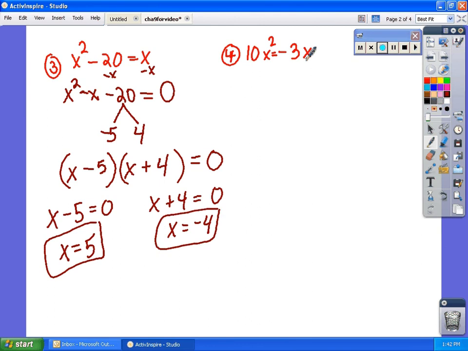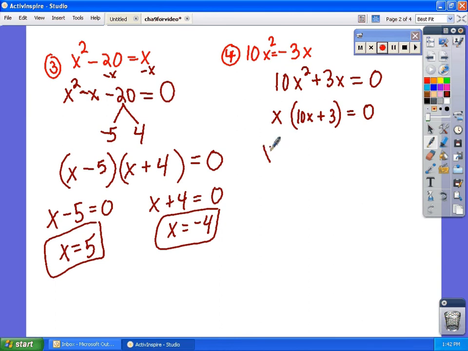Next one, again it's a quadratic, so I'm going to have it be equal to 0. So I add 3x on both sides. Now this is not a trinomial, so I can't just find the factors, because there is no a, b, and c. Well, actually there is an a, there's a b, but there's no c. So this is one where I have to find the common factor, which is x, and it leaves me with 10x plus 3, which equals 0. Now I'm going to go through those steps. I have it factored, so now I can set both equal to 0.